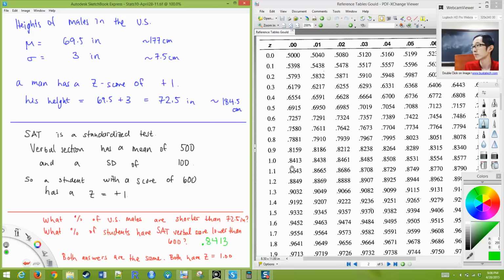Okay, is that good? All right, we're going to go to the next slide then. Let's still deal with verbal SAT, which has mean equal to 500 and standard deviation equal to 100. I'm going to ask a simple question. What percentage of students have verbal SAT scores lower than 670?